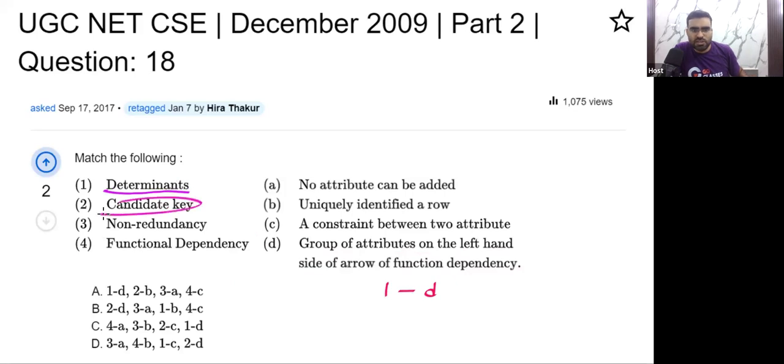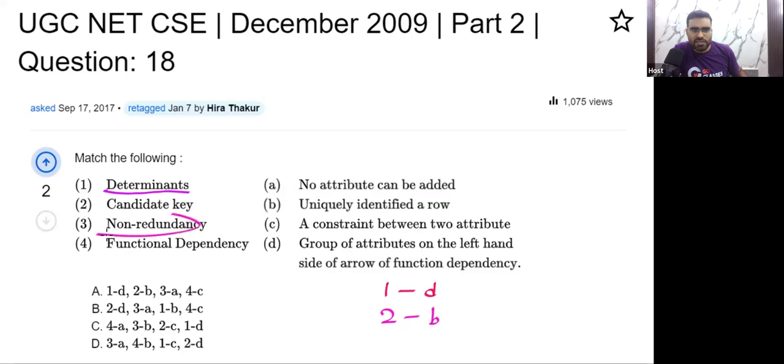Let's see the next. What is candidate key? Candidate key will uniquely identify a row. Yes or no? So I can say that 2 will match with B, because the candidate key has the property that it will uniquely identify a row. This is the property of candidate key. So I can say this 2 will match with B.